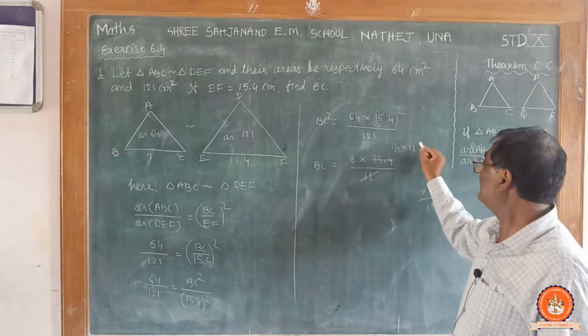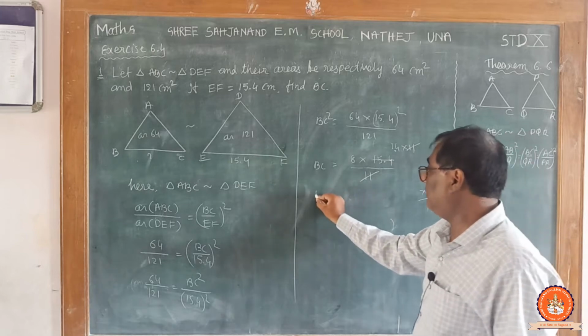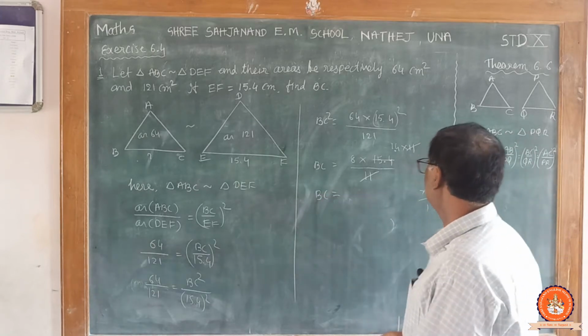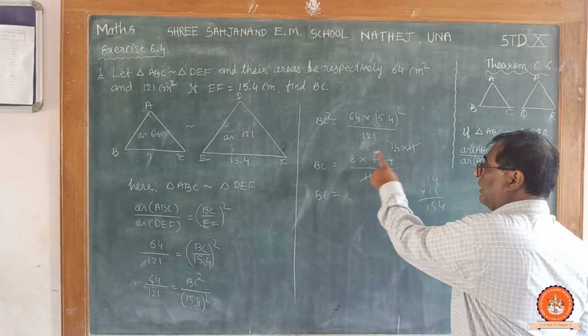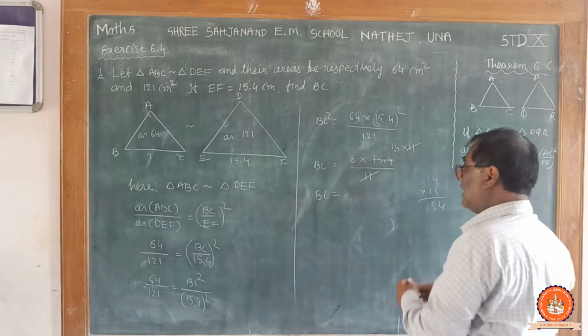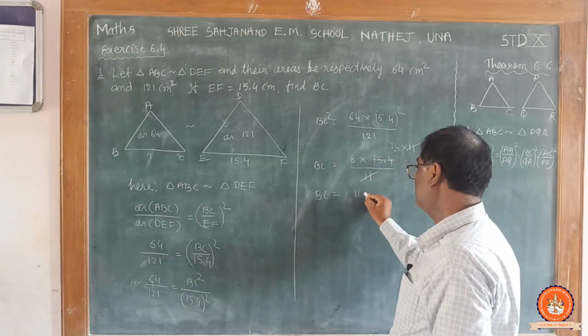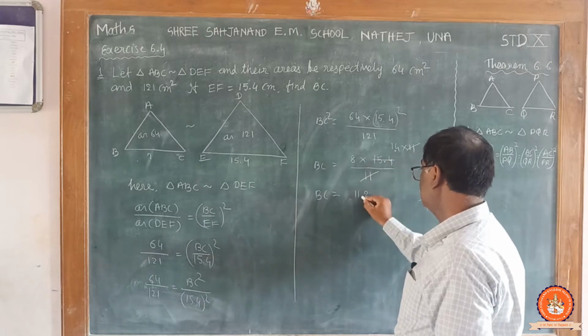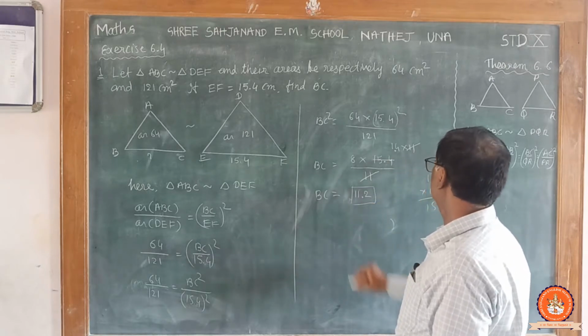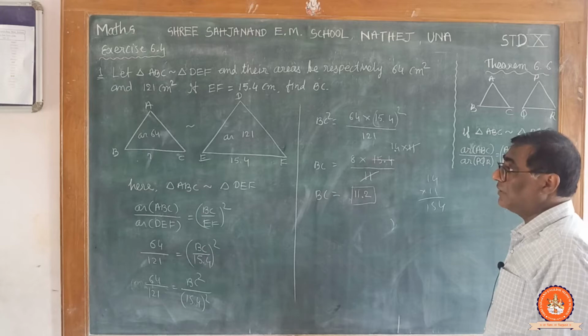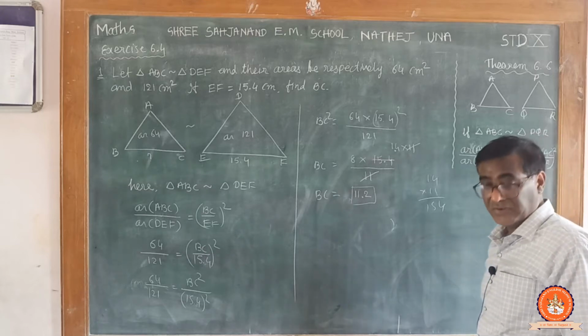Now 11 cancel. So BC will be equal to 1.4 into 8. 14 8s are 112 and a point there. So 11.2. Okay, so BC is equal to 11.2. Very good.